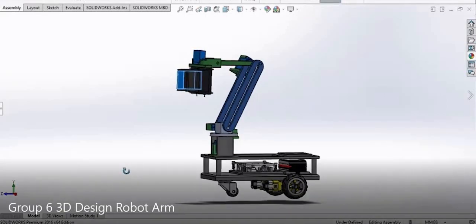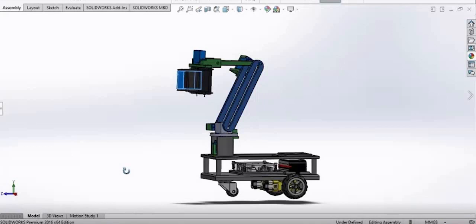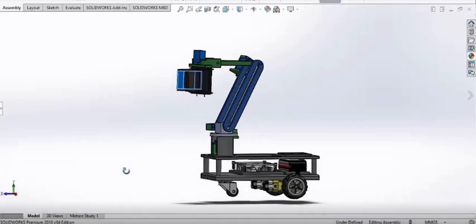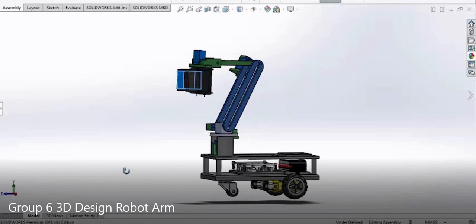Okay, as you can see right now, this is an overall view of our robot arm. Throughout this presentation, there will be two parts of this video. The first part is I will be explaining about the structure and components that we have used on our robot arm. And the last part, I will show or simulate the movement of the robot arm itself. So let's go to the first part of this video.